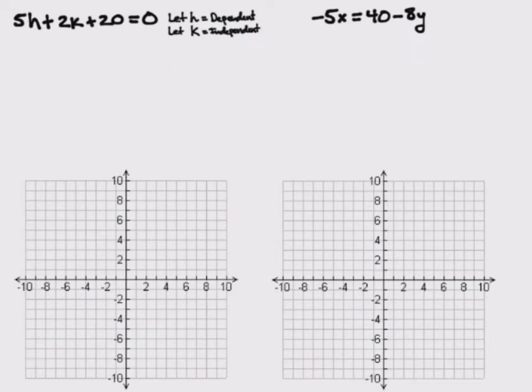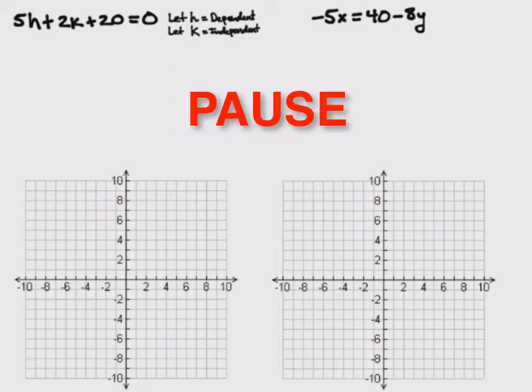Alright, let's practice by graphing all the solutions to 5h plus 2k plus 20 equals 0, and in this one we're going to let h be the dependent variable, and all the solutions to negative 5x equals 40 minus 8y. And let's graph these solutions just by finding the intercepts, finding the difference between them, and extrapolating to create our graph. And when you're done, we might as well put both of these equations into slope-intercept form just to make sure we did everything correctly.